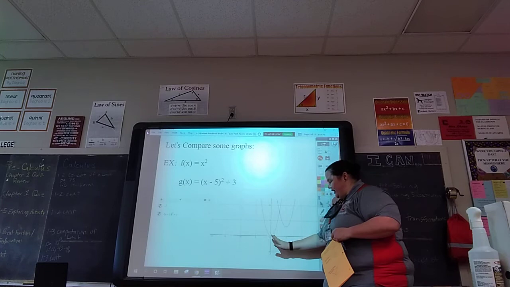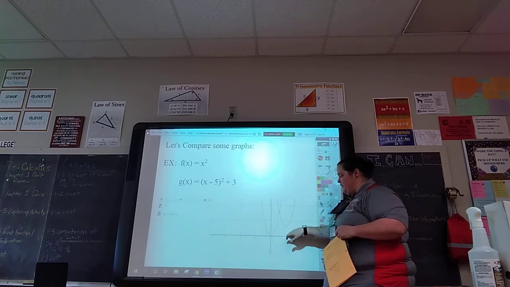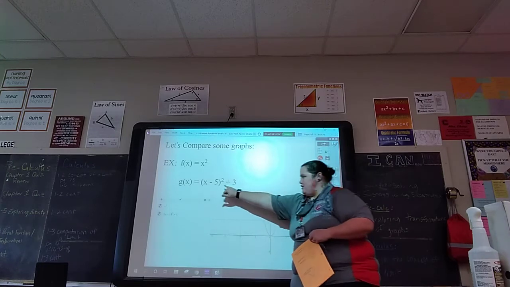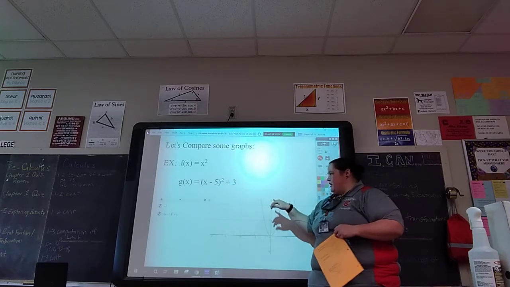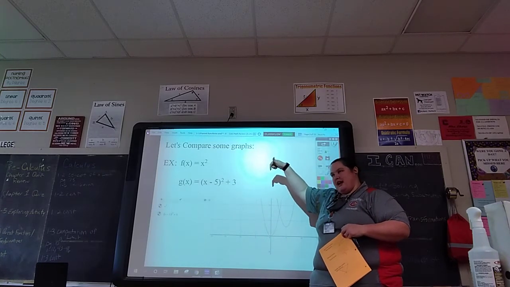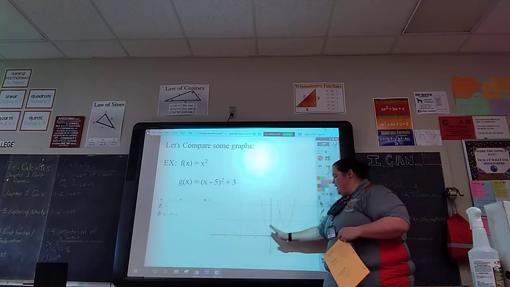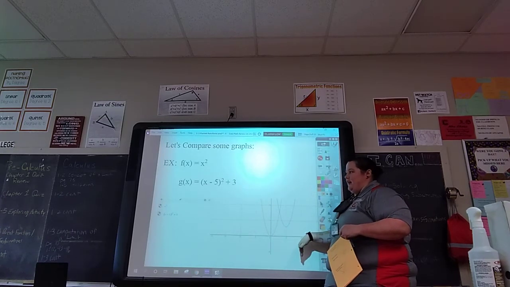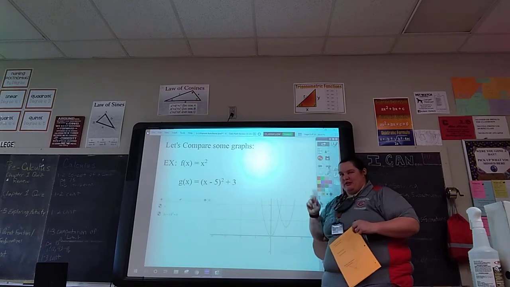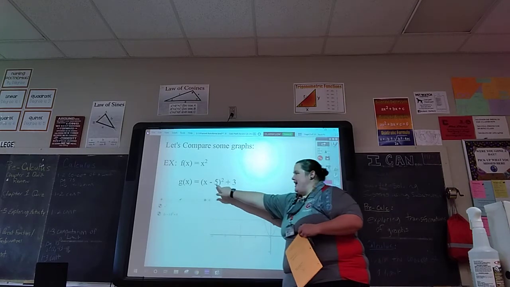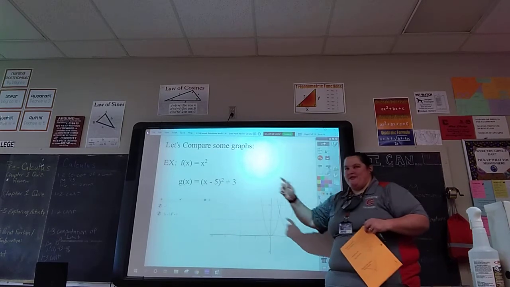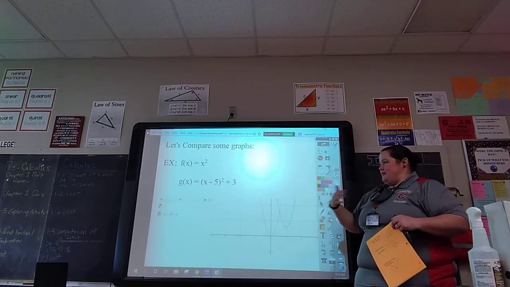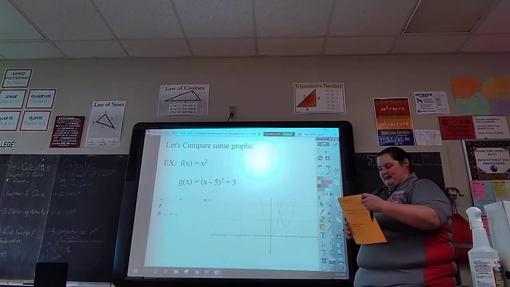How much did it move right? 5. And then how much did it move up? 3. Yep. So that's why h affects how it moves left and right. Because I put the -5 inside of the square, that made the graph move right, and then it moved up 3. Now, the tricky thing is, if you notice, it's x - 5, so you think it might move left, okay? The horizontal movement's actually opposite what you think, so we'll talk about that next.